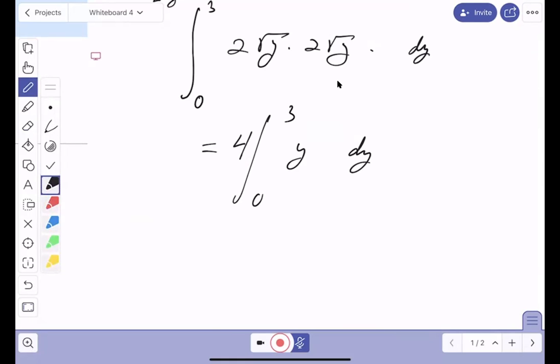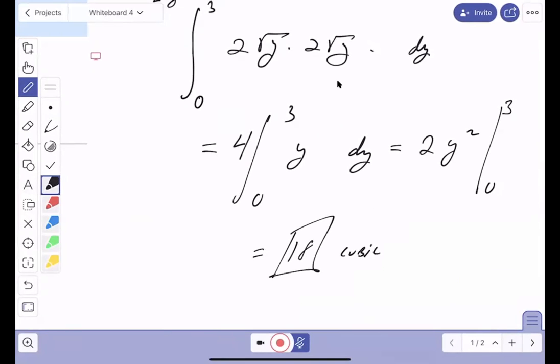We got an answer. Look at it later. So 2 times 2 is 4. Root y times root y is y. What I'm going to do now is the antiderivative. What's it going to be? y squared, 2 on the bottom, so it's 2y squared, from 0 to 3. It's a nice, easy problem. What's that going to give you? 2 times 9 is 18. So it's 18 cubic units.